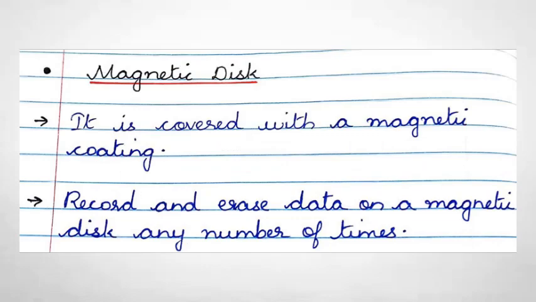Let's see in detail each one. First is a magnetic disk. A device such as hard disk is covered with a magnetic coating. We can record and erase data on a magnetic disk any number of times. Next, we can see what is a hard disk.